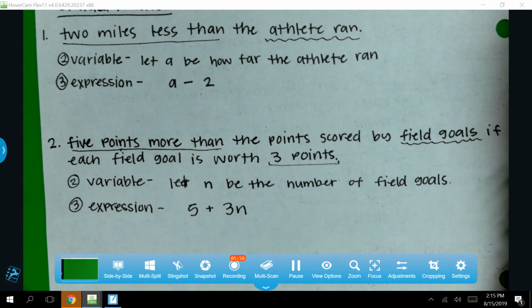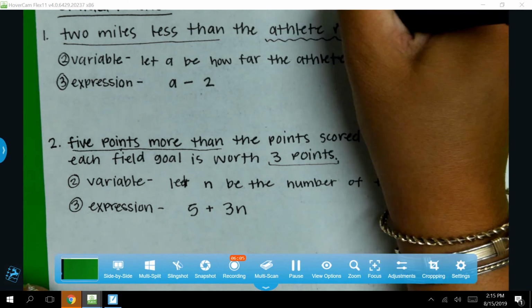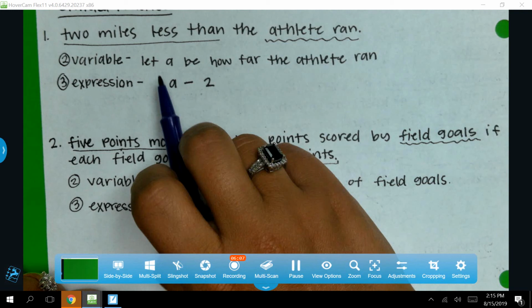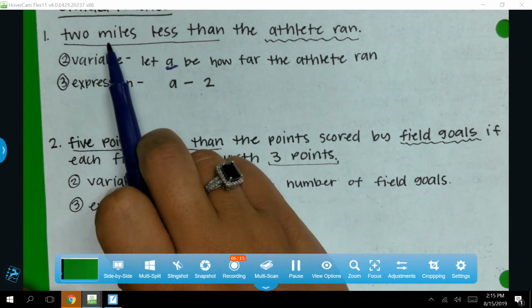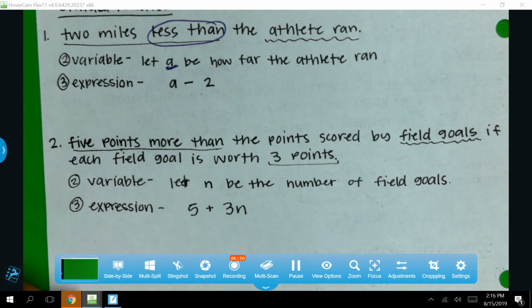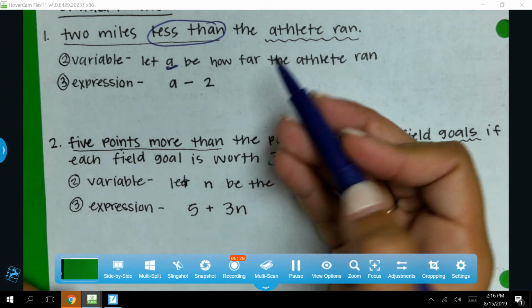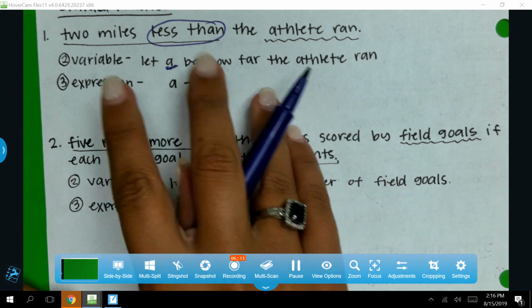All right, it says 2 miles less than the athlete ran. So do I know how far the athlete ran? No, I don't know how far. So what am I going to let that be? A variable. In this case, I chose A for athlete. So it was 2 miles less than the athlete. So what do we think about this? We're going to subtract, and then we're going to flip it as well, because it's less than. So I have A minus 2. I know that I'm subtracting, and I went ahead and flipped it.